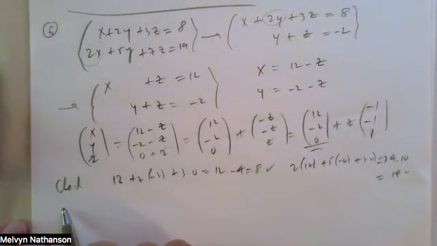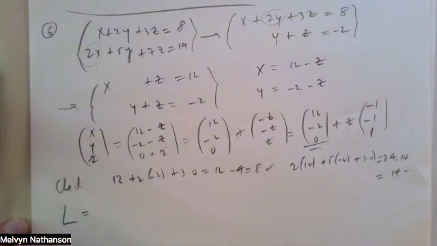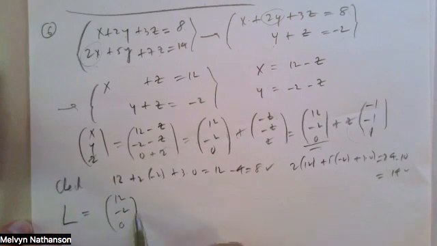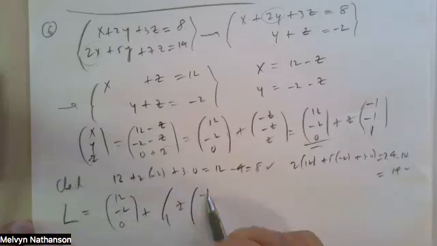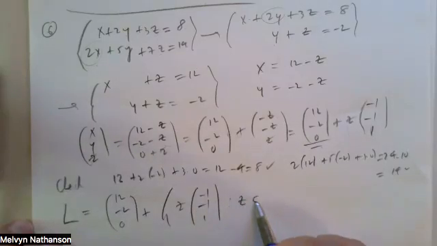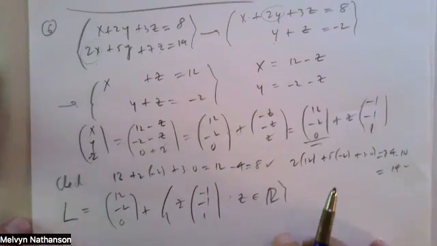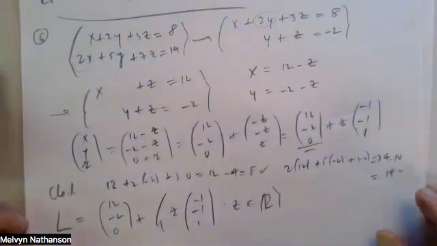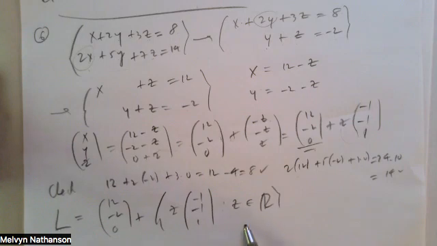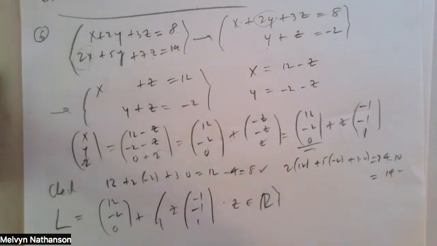So as an affine subspace, the solution space L is the vector (12, minus 2, 0) plus the subspace of all scalar multiples of the vector (minus 1, minus 1, 1). So this is using Gaussian elimination on the system of equations to get the solution. Okay, so this is one way to solve this problem.